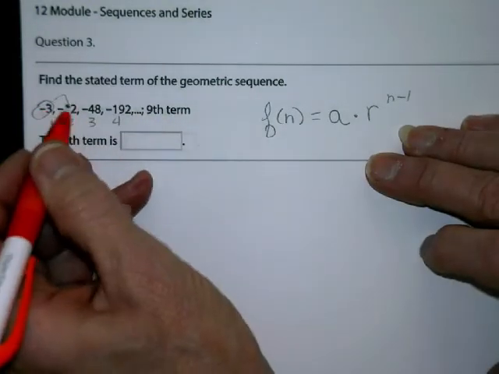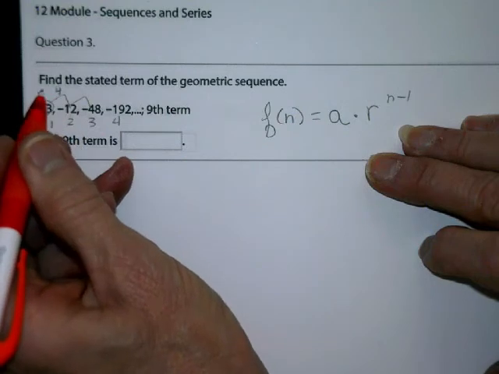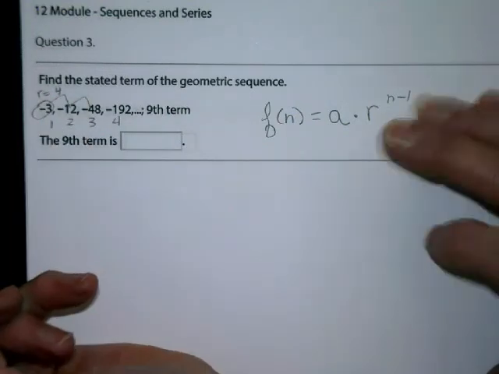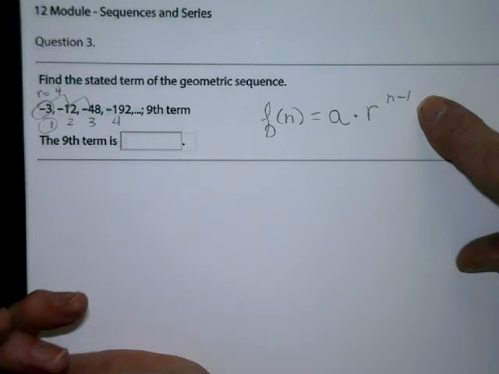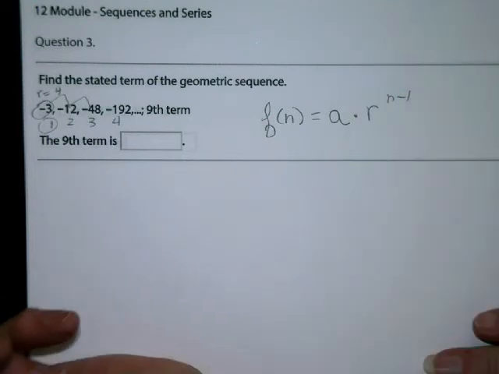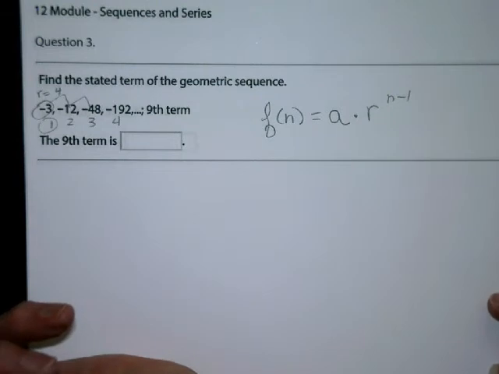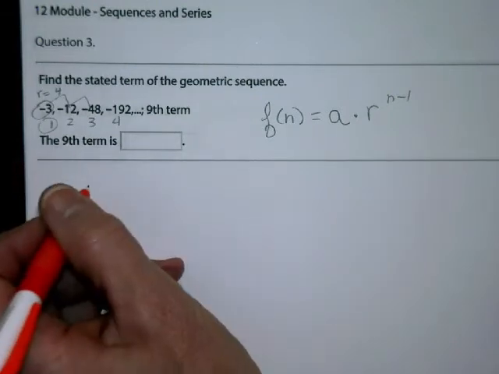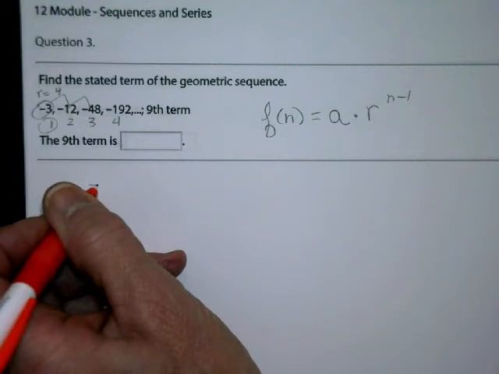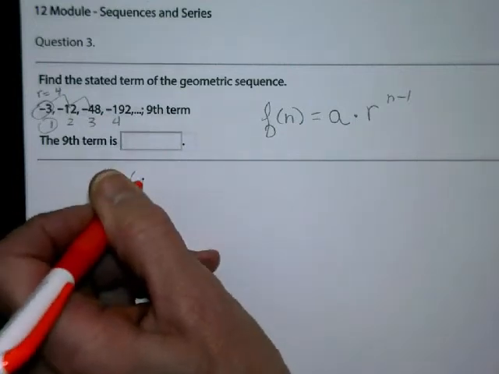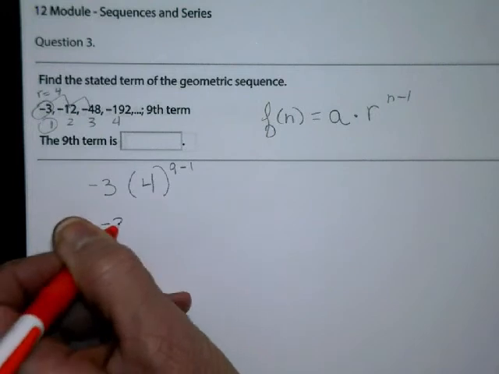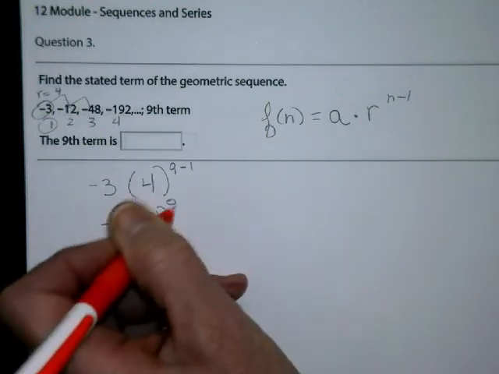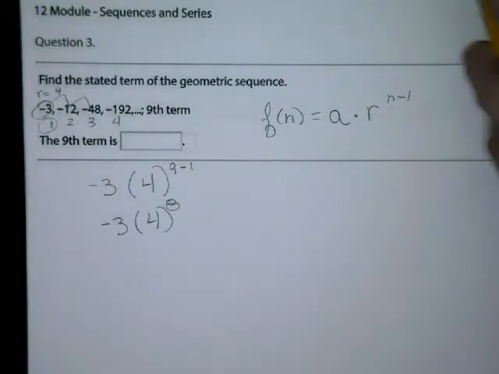A is a negative 3. The common ratio looks like a positive 4. R equals 4. We're multiplying by 4. And our n is assumed to start at 1. That way the power will be 0 and our initial value starts up at the beginning. Okay, so the 9th term is a times r to the 9 minus 1 power. So it's a negative 3 times 4 to the 8th power.